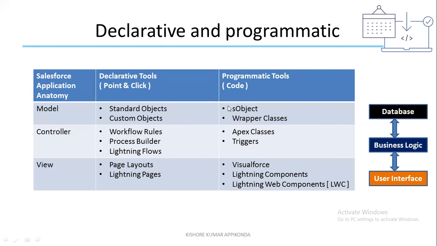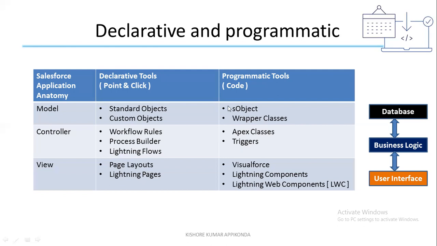As well as wrapper class. Wrapper class is basically for maintaining a number of actions on the same record. For example, there is a record and you have to do view, edit, delete, a number of actions on the same record at a time. Such type of requirement we can achieve through a wrapper class.